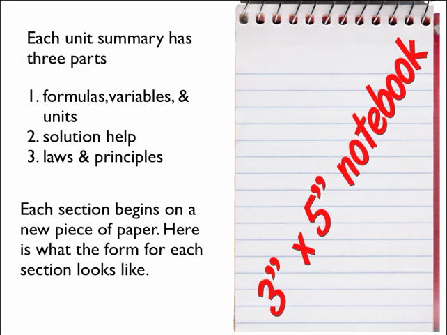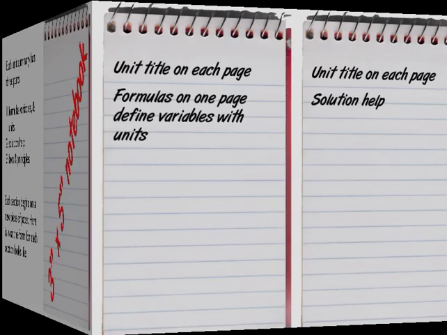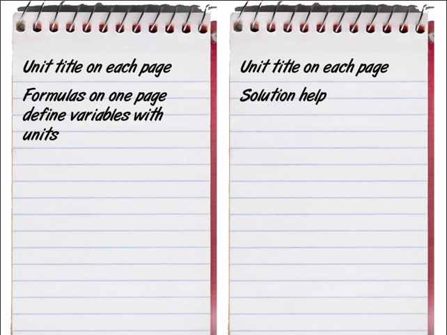And then you're going to have a section on laws and principles. Every time you begin a new section or a new unit, begin a new piece of paper. So don't start things on the back of the paper, but start a fresh sheet of paper. So here's an example. Unit title on each page. At the top of every page it might say kinematics, kinematics, kinematics, kinematics. And then energy, energy, energy, whatever the unit is.